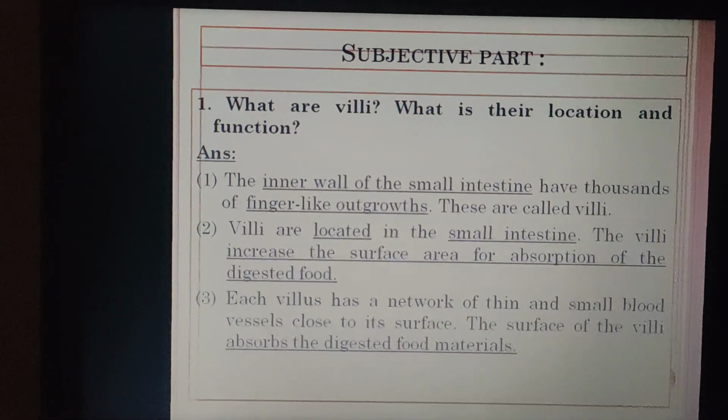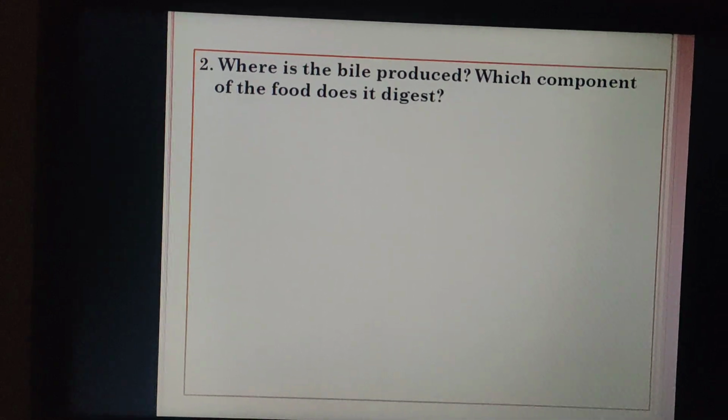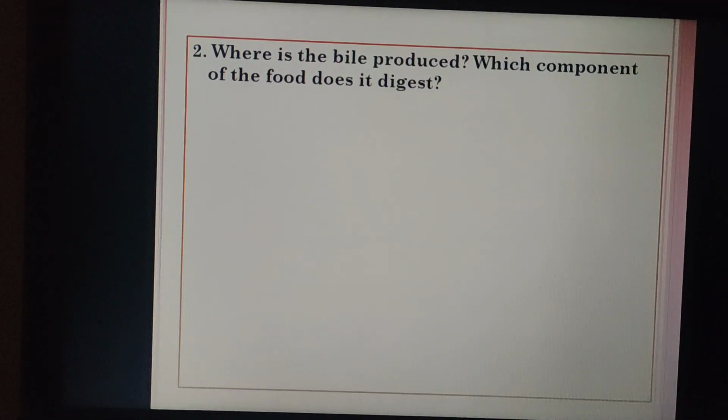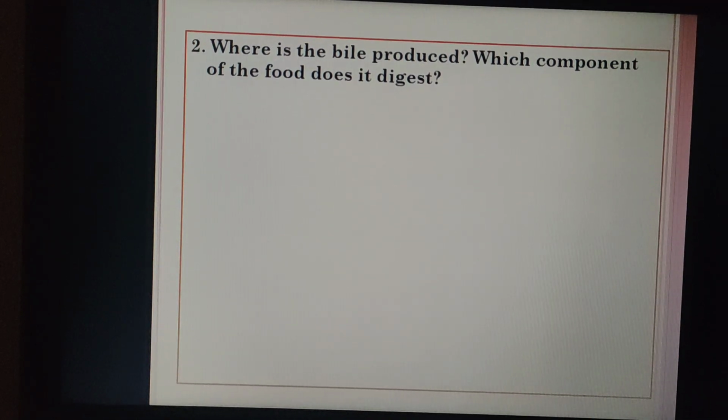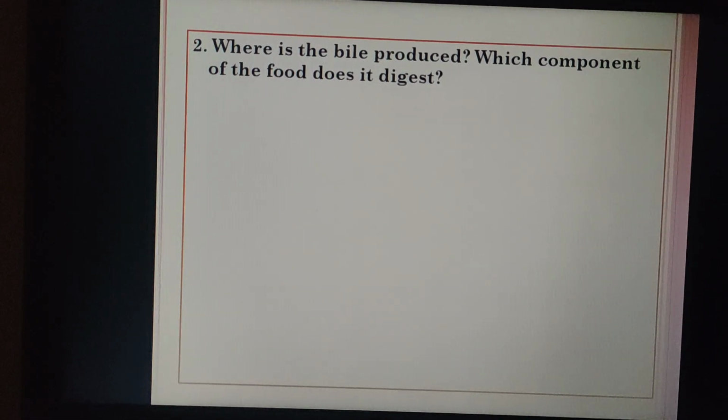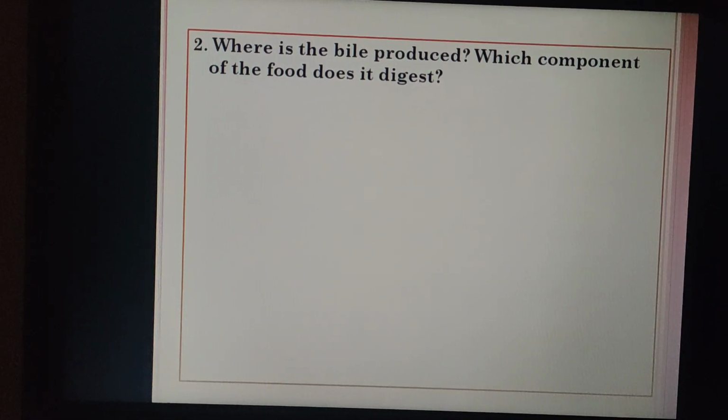Now the second question is: where is bile juice produced? Which component of food does it digest? Two questions means 2 marks. Where is bile juice produced?